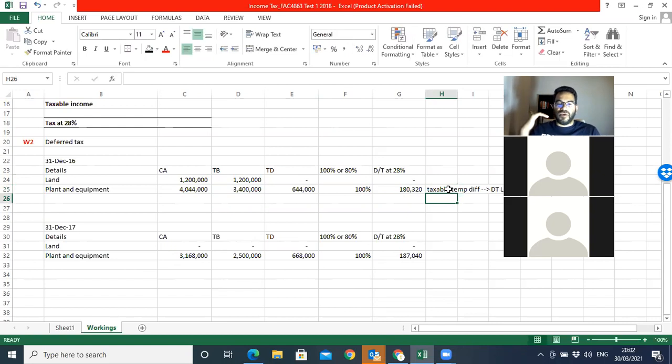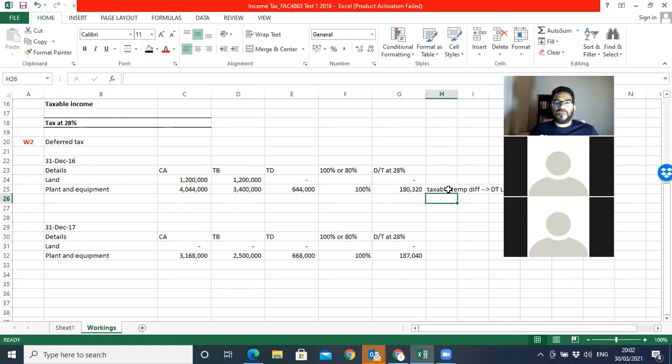Okay. So for every line item, you must be able to pick up. We don't look at every line item. We look at it at the total. However, you want to be able to, for every line item, explain whether it's a taxable temporary difference or a deductible temporary difference. Remember, a taxable temporary difference results in a deferred tax liability. A deductible temporary difference results in a deferred tax asset.